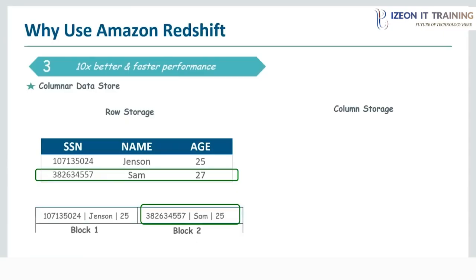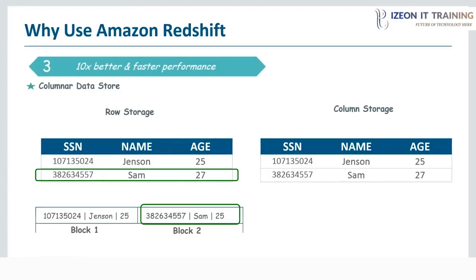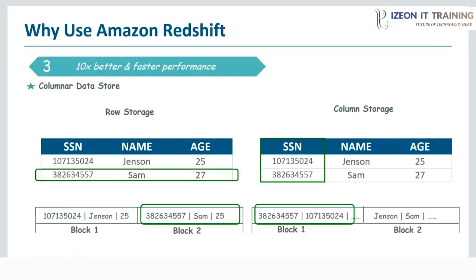Now the columnar storage. Again, I'm using the same database. Again, I have three columns and two rows. But column storage stores data by columns, with data for each column stored together. So again, we have blocks, but the first block here has all the data that is there in the first column. So you have all SSNs stored in the first block, and all names stored in the second block, and all the ages stored in the third block. So it goes on. There are a lot of advantages of using this column storage.